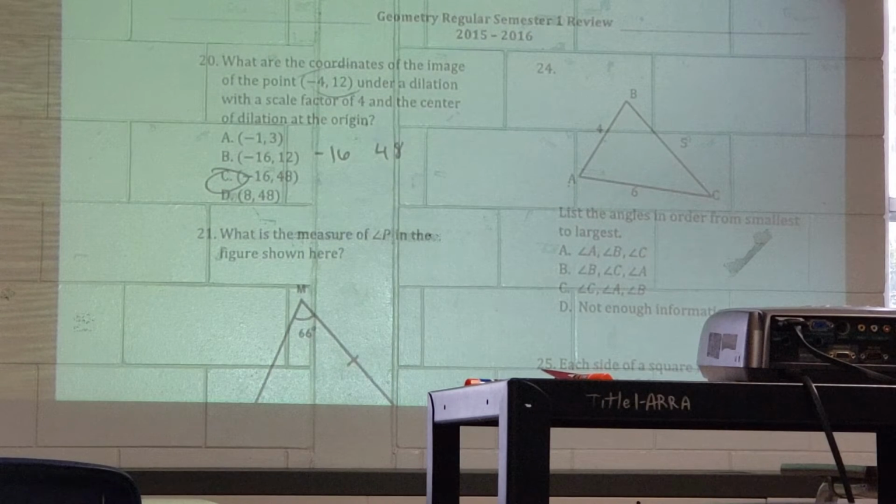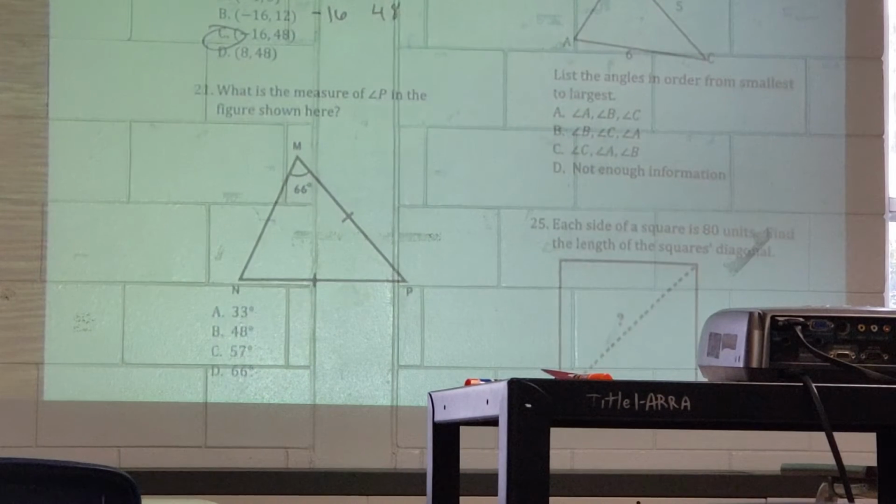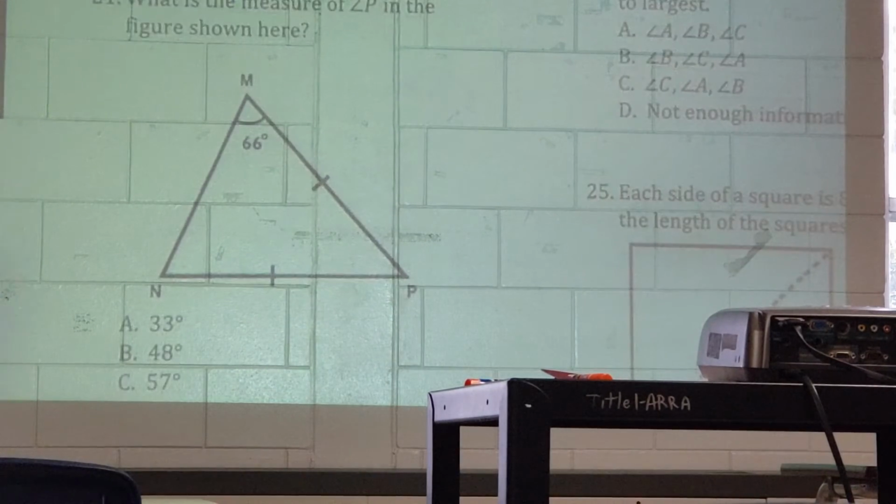All right. Hopefully that one should be super easy. Going on to this next one. What is the measure of angle P in the figure below? This is just like that one we just did, but easier because there's no algebra in this one. In fact, they just made it numbers, so it should be nice and simple.